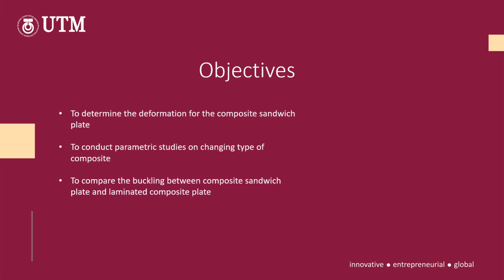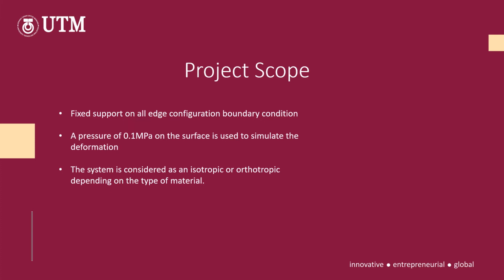There are three objectives to this research. Firstly is to determine the deformation of the composite sandwich plate. Secondly is to conduct parametric studies on changing type of composite. And lastly, to compare the buckling between composite sandwich plate and laminated composite plate. This research is mainly focused on the buckling and deformation of the composite sandwich plate.